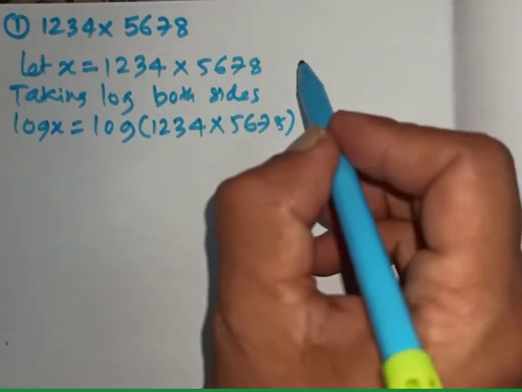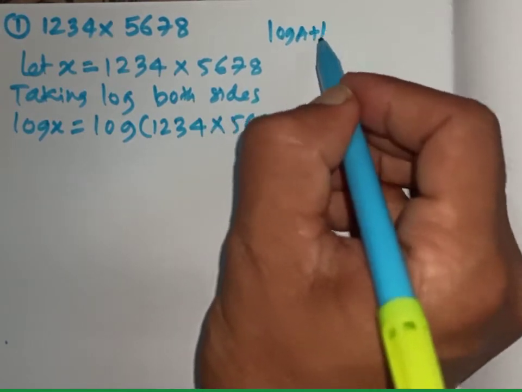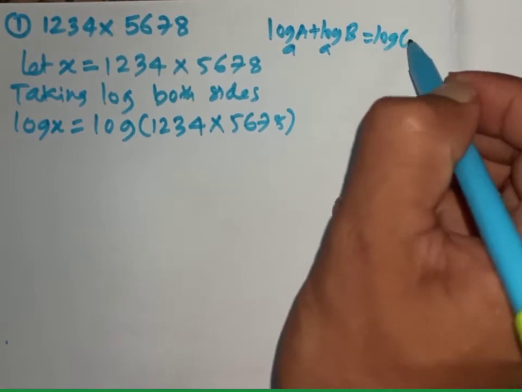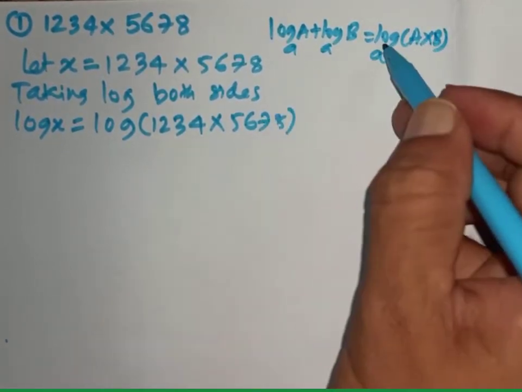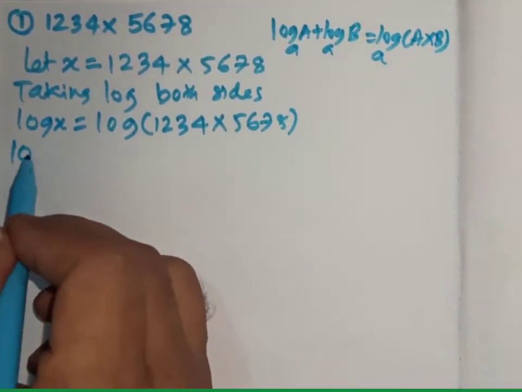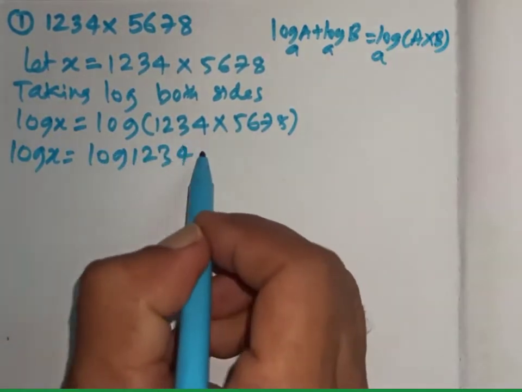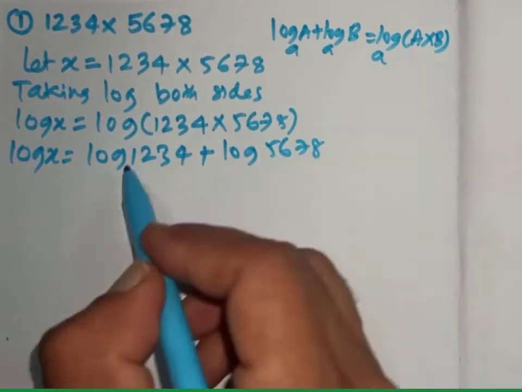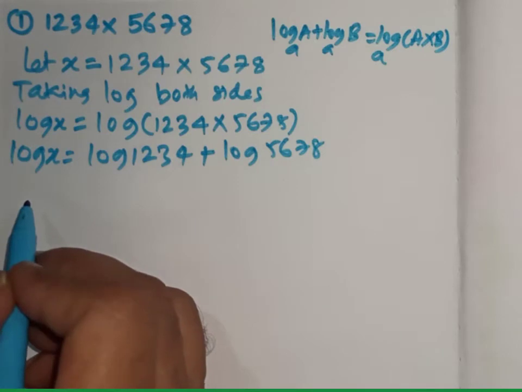We have to recollect the formula which was given to you earlier. It was log of a plus log of b to some base is nothing but log of a multiplied by b to the same base. So this is what we have. We take the left hand side and right hand side and balance. So we get log of x is equal to log of 1234 plus log of 5678. So we convert it into log of a plus log of b. Now the next step is to find the logarithm using the log table.